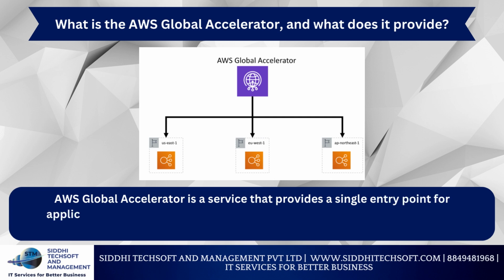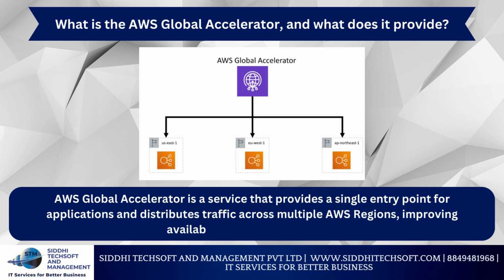AWS Global Accelerator is a service that provides a single entry point for applications and distributes traffic across multiple AWS regions, improving availability and fault tolerance.